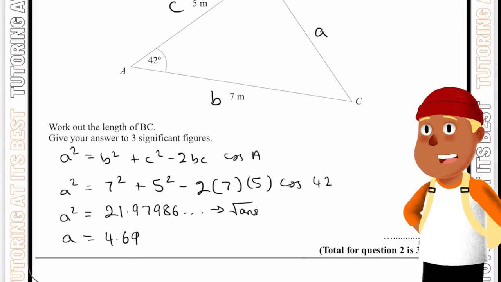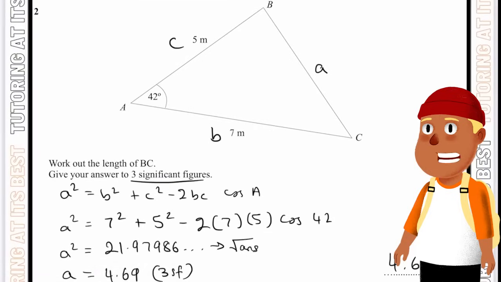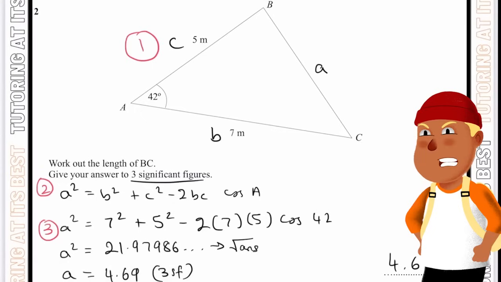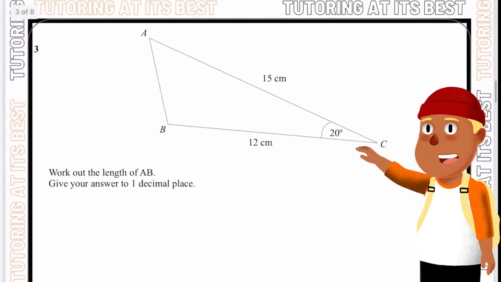And there we are. And that is again to 3 significant figures. So 4.69. Marvelous. So again, just to reiterate, step 1, label your sides. Step 2, pick your formula. And step 3, substitute and calculate the answer. Amazing work. Let's now dive into question number 3.